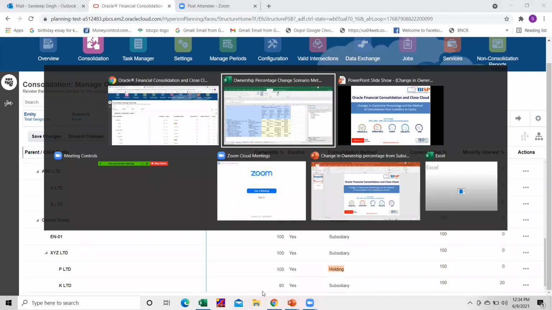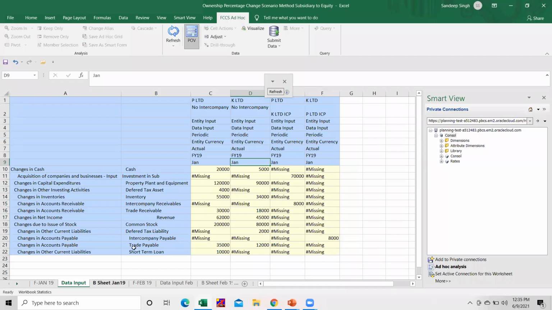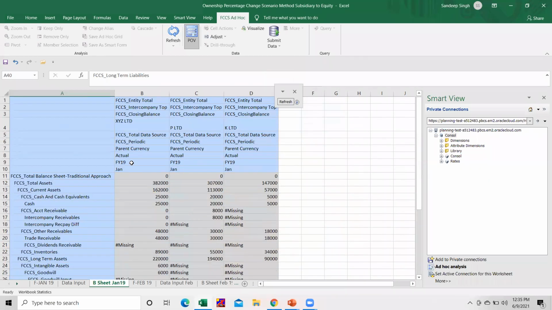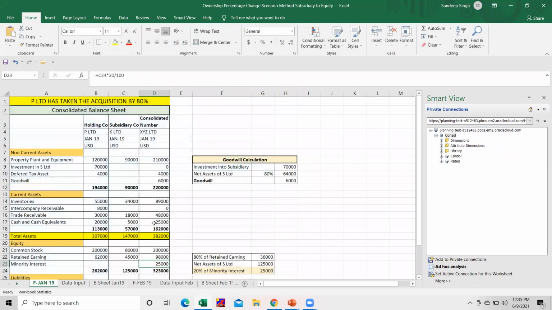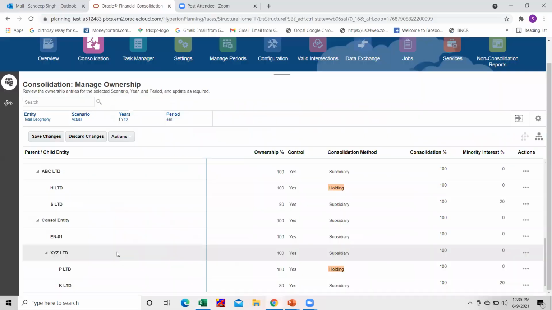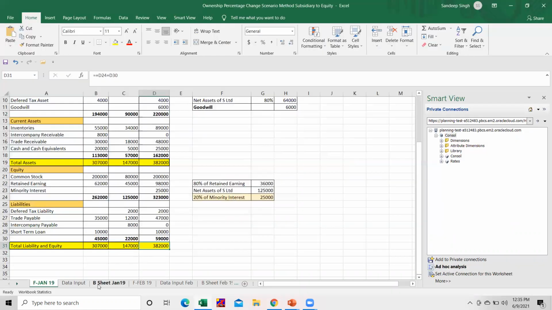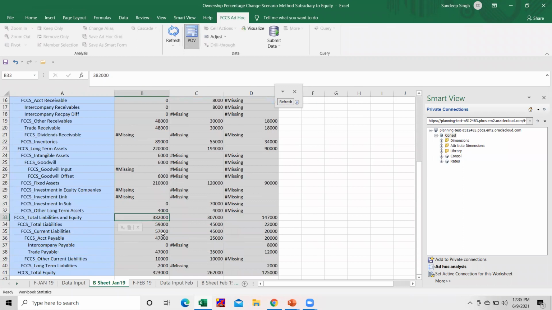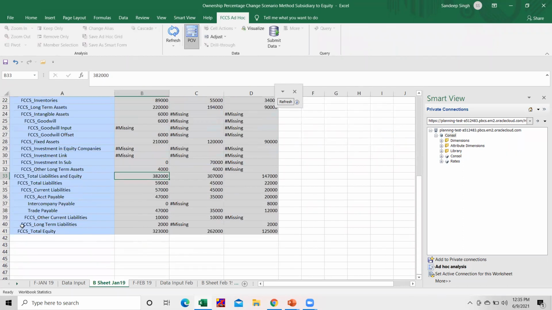This is the ownership for the month of January. I have inputted the numbers, I have run the consolidation rule, and I am getting these numbers in the application. My total asset is 3,82,000. Functionally, it is 3,82,000. Similarly, for total liabilities and equity, this is 3,82,000.